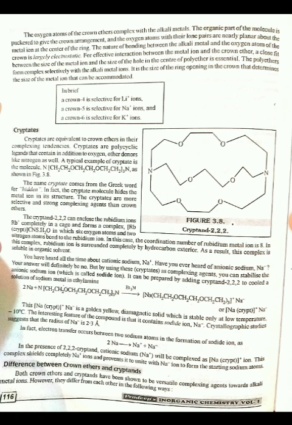Difference between crown ethers and cryptands. Both the crown ethers and cryptands have been shown to be versatile complexing agents towards alkali metal ions. However, they differ from each other in the following ways. First, crown ethers have only one type of donor atoms, whereas in cryptands there are more than one type of donor atoms, for example N and O. Second, crown ethers are monocyclic, whereas cryptands are polycyclic. Cryptands surround and hide the metal ion more strongly.